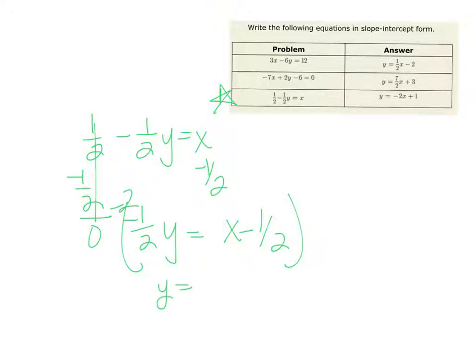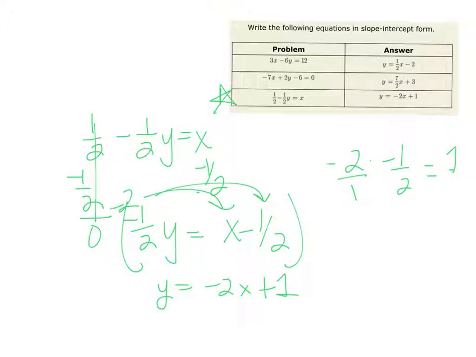But that negative 2 needs to be multiplied to all of the terms. So I have negative 2 times x is a negative 2x. Negative 2 times a negative 1/2 would be a positive 1. Therefore, I have y equals negative 2x plus 1.